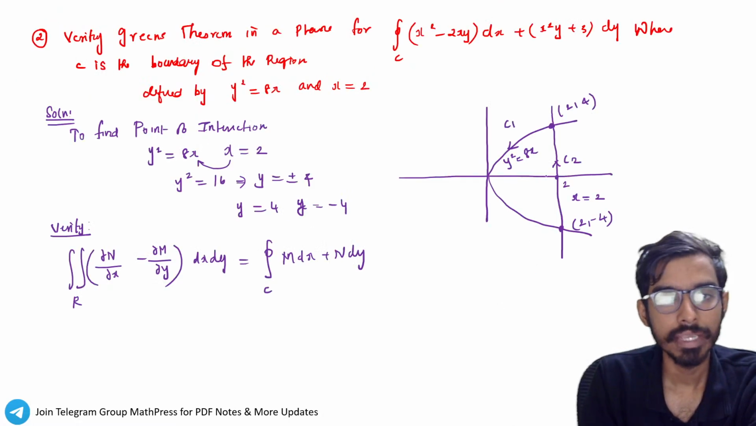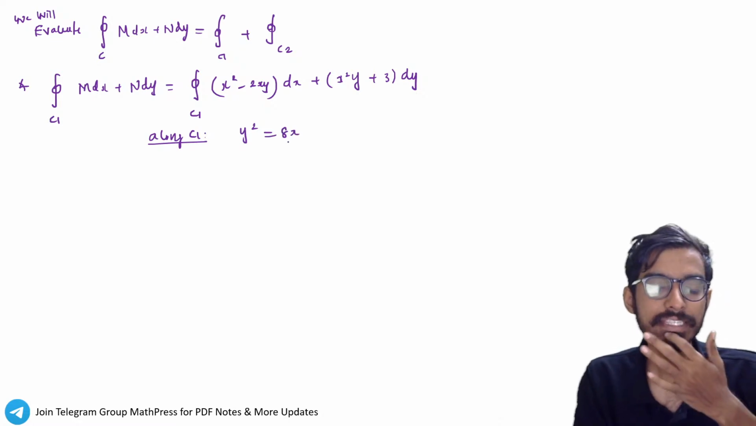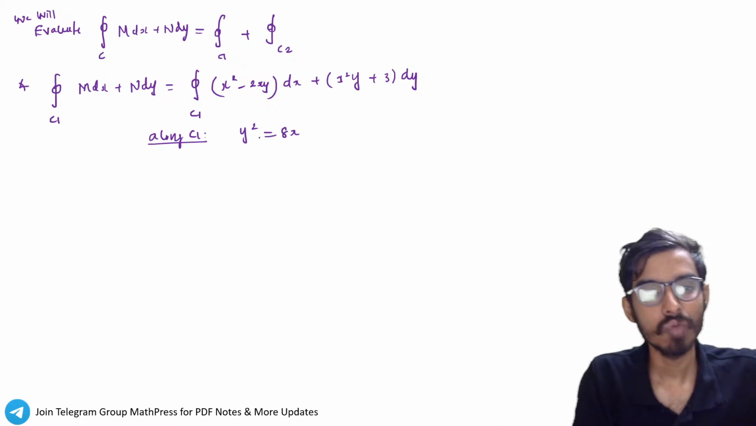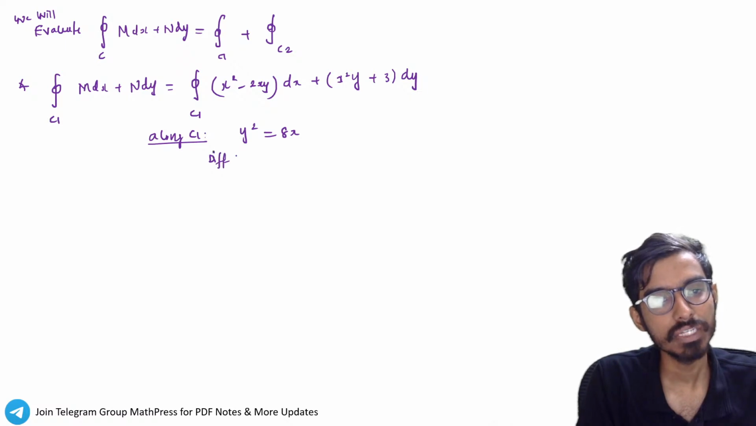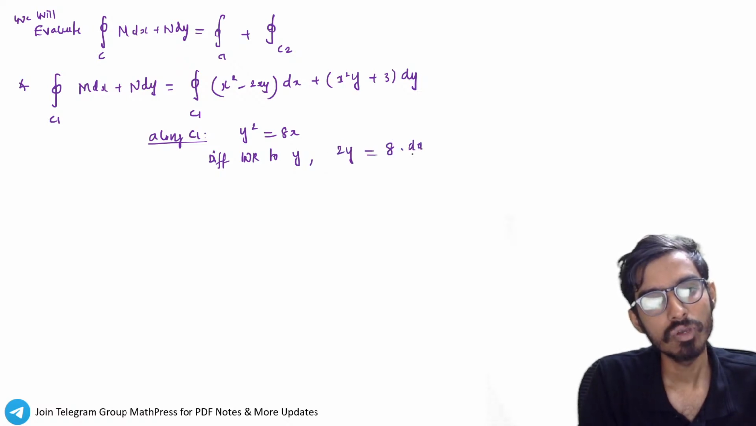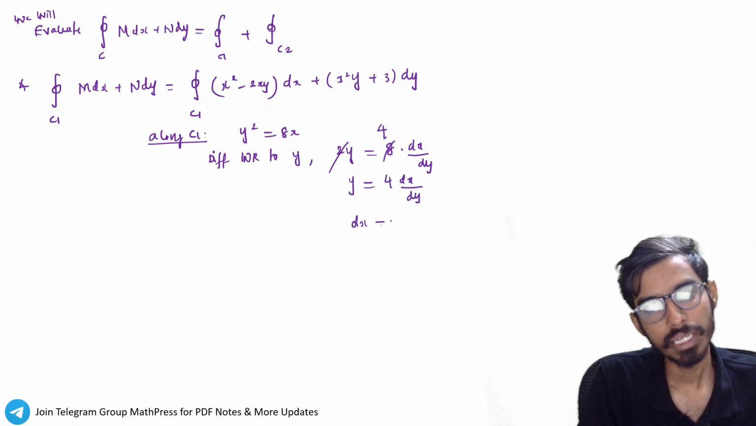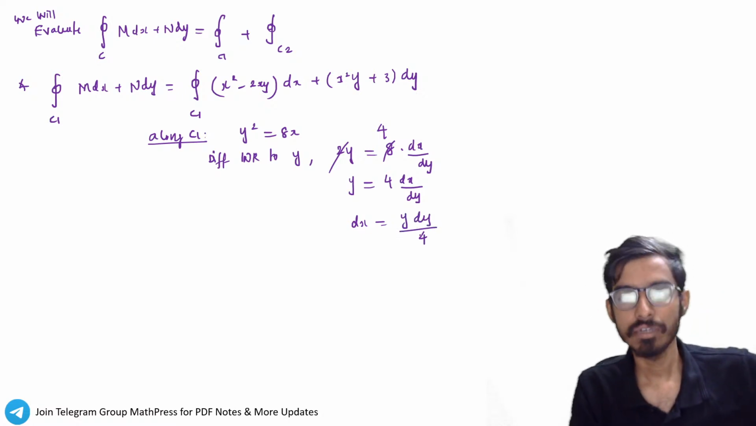So along C1, you can see y square is 8x. So you can see this x is linear. So I'm going to change everything in terms of y. So I'm going to differentiate. You can differentiate with respect to y or x, but I'm going to differentiate with respect to y. Therefore, this will be 2y equals 8 into dx by dy. Therefore, this 2, 4 will get cancelled. So we have y is equal to 4 into dx by dy. Therefore, dx is equal to y dy divided by 4. So I'm converting everything in terms of y, right?